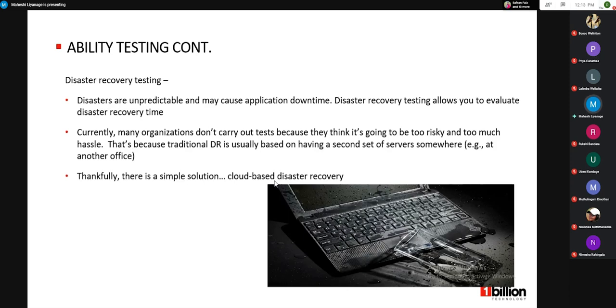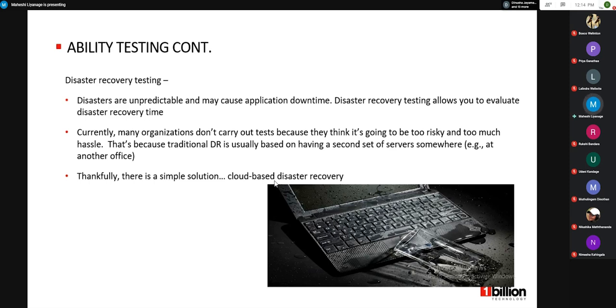Then we have disaster recovery. So we know that disasters are unpredictable and they may surely cause application downtime. So we have to do this disaster recovery testing, then we can evaluate the recovery time. But currently many organizations don't carry out these tests because they think it's going to be very risky and too much hassle. Because in traditional disaster recovery, they have a second set of servers somewhere in another office. So a proper test needs to involve shutting down the primary servers and seeing what happens. So they think that it is a very risky and potentially costly task.